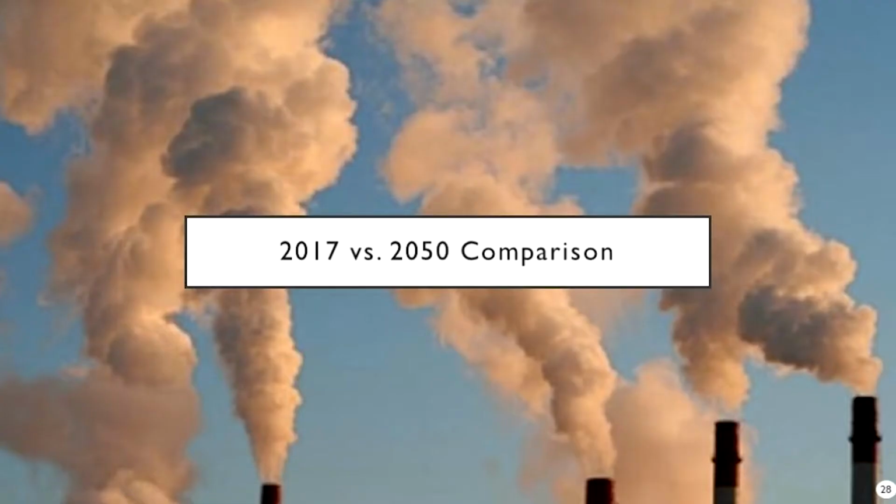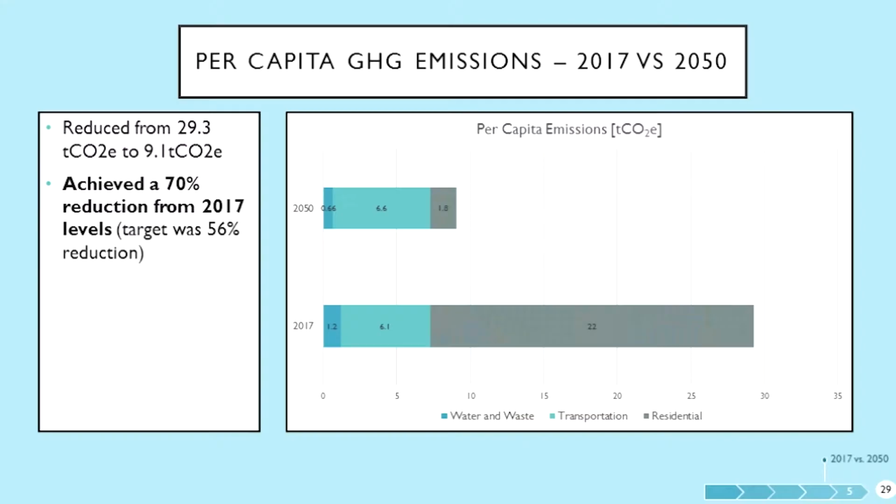Looking at the comparison of 2017 versus 2050, we're looking here at per capita GHG emissions. So we managed to reduce it from 29.3 tons per capita to 9.1. So this is a 70% reduction, and our target was 56%. We definitely exceeded our target.